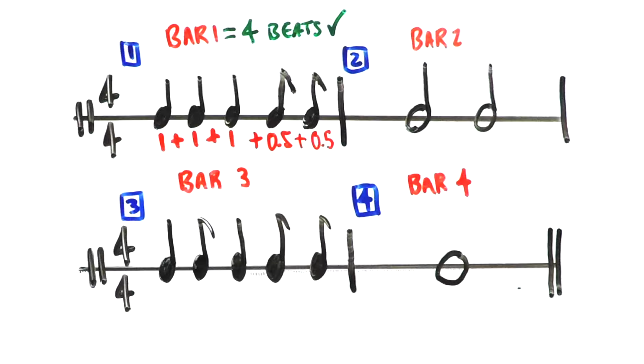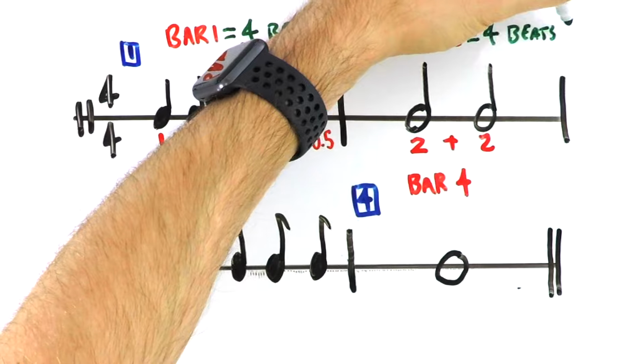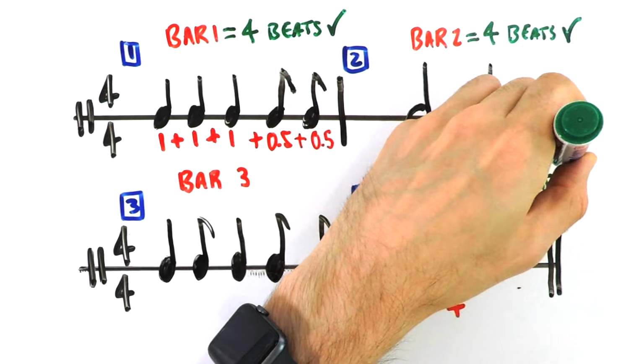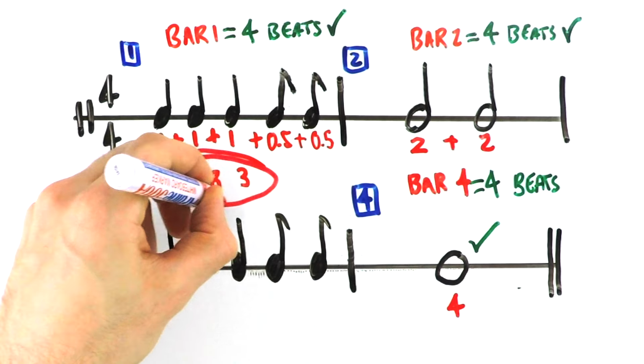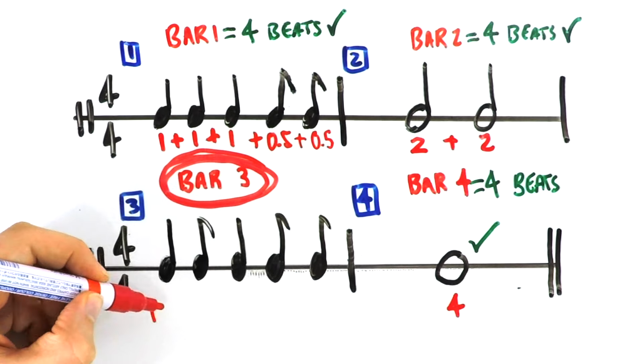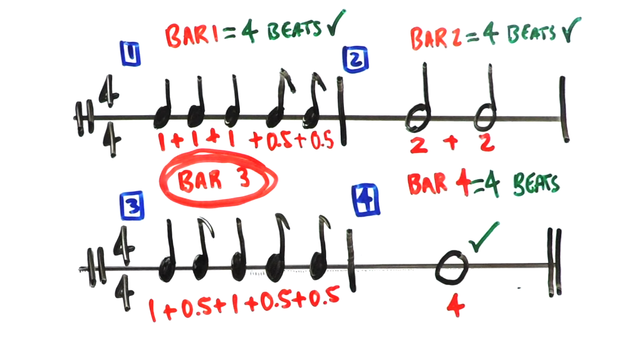In bar 2, we have a pretty easy bar. We have 2 beats plus 2 beats, which equals 4. And that is also correct. And looking ahead to bar 4, we can see that that bar has a whole note, which means that bar is 4 beats long, which is also correct. So the mistake must be in bar 3. So let's do the music math for bar 3 and try to see if it is actually there. So in bar 3, we have 1 plus 0.5 plus 1 plus 0.5 plus another 0.5.